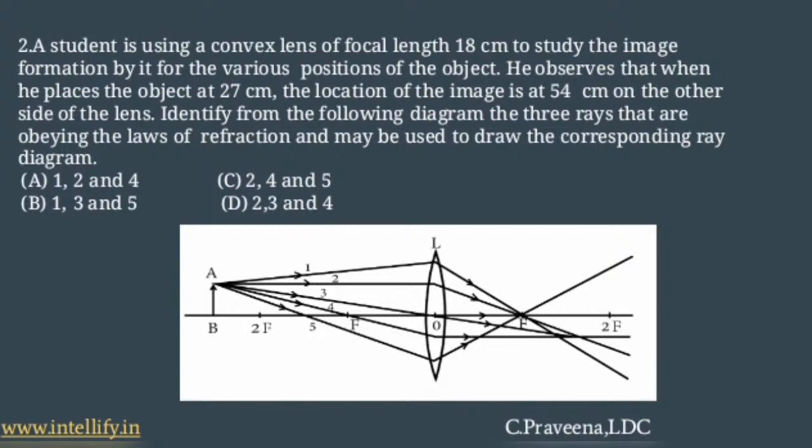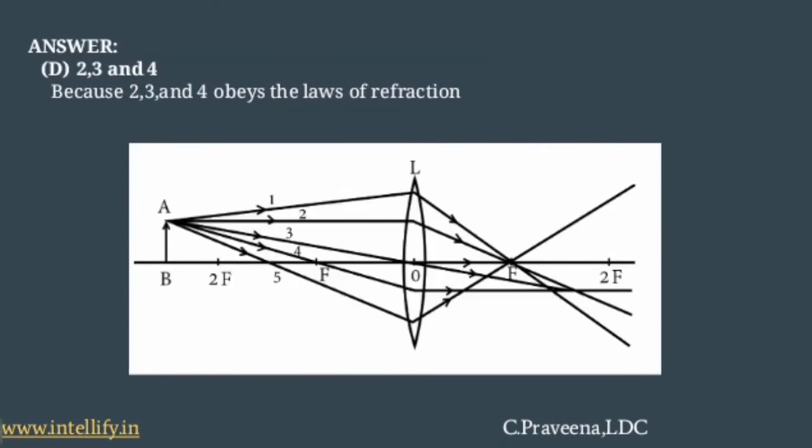Generally, what is known as refraction? It is nothing but the bending of a wave when it enters into another medium, where the speed is different. Here, ray 2 is parallel to the principal axis and passes through the principal focus after refraction. Ray 3 passes through the optical center of the lens and emerges without any deviation. Ray 4 passes through the principal focus and after refraction from a convex lens emerges parallel to the principal axis. Rays 1 and 5 do not pass through the focus after refraction and are not parallel to the principal axis. So the answer is D, 2, 3, 4, because they obey the laws of refraction.